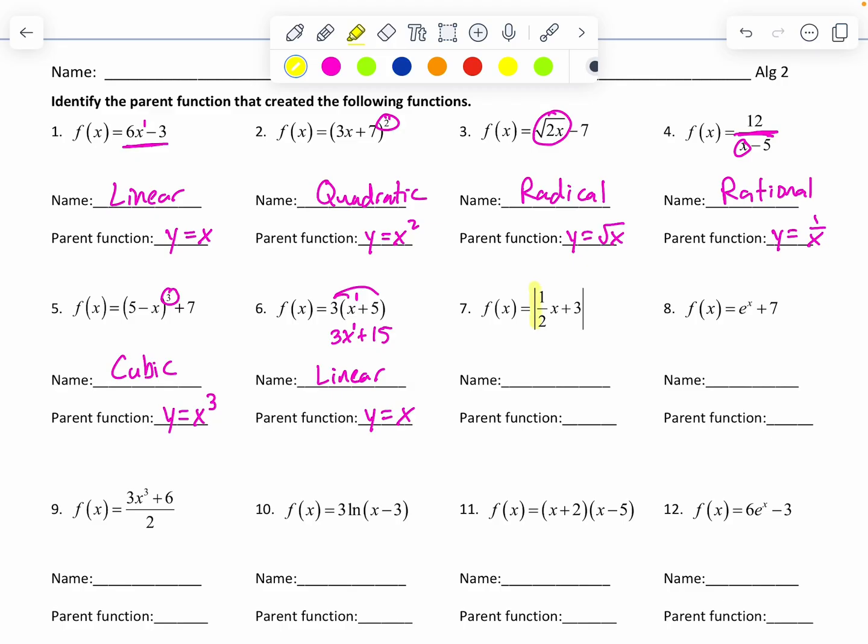7, we have those absolute value bars. So absolute value bars tell me that it is an absolute value function. So its parent is y equals absolute value of x.